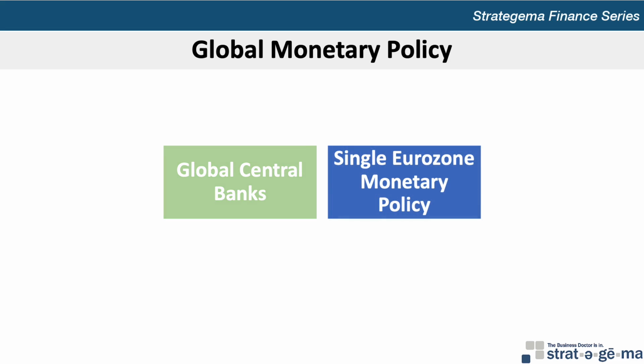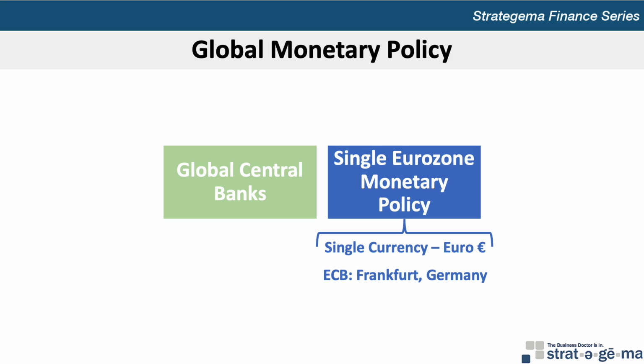In 2012, 12 member countries of the European Union, or EU, replaced their national currency with the euro, and 8 more countries have adopted the euro since then. The European Central Bank, or ECB, based in Frankfurt, Germany, is responsible for setting monetary policy for all European countries that use the euro as their currency.